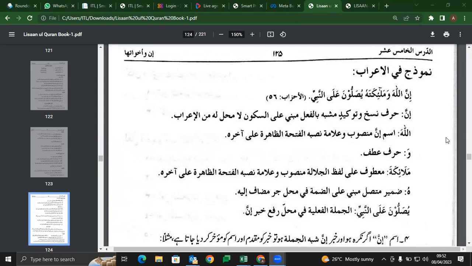So this is jumlatul ismiya, because malaika is an ism. So you separate these two. This is our mubtada. Whatever comes afterwards is the khabar. And it is starting with malaika, so it is jumlatul ismiya.